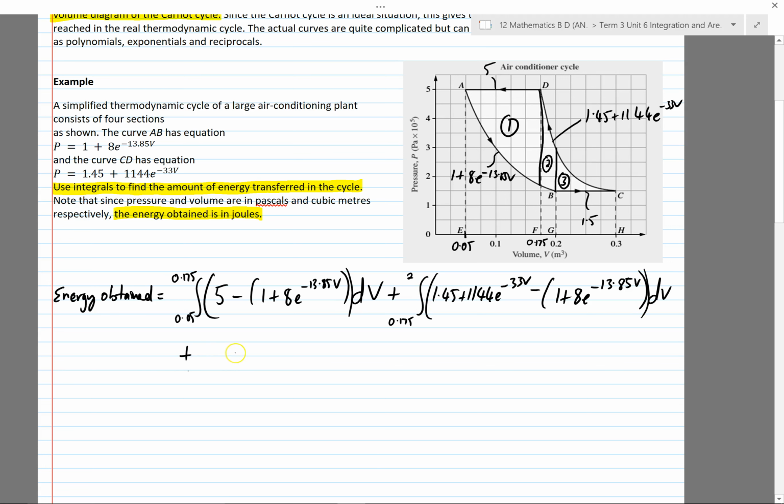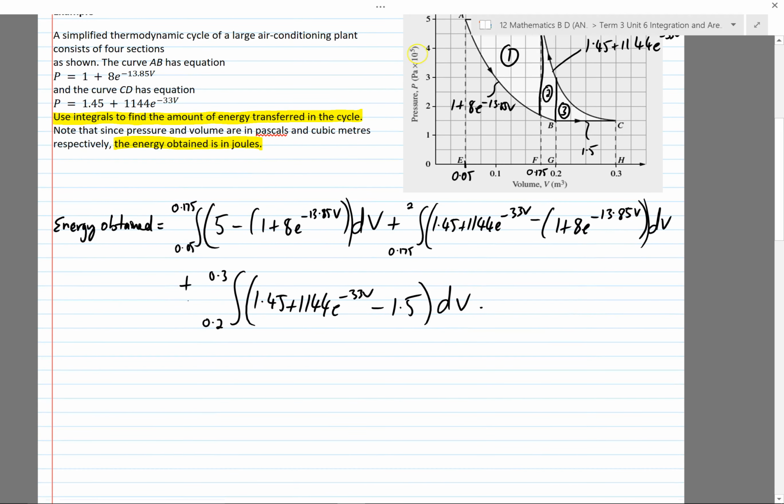And then also add on the integral from 0.2 to 0.3 of my top function, again 1.45 plus 1144e to the minus 33v, subtract my bottom function, which is just 1.5. If you're uncertain whether you got the top minus bottom function the right way around, you can put absolute value signs around all of these just to be super cautious.